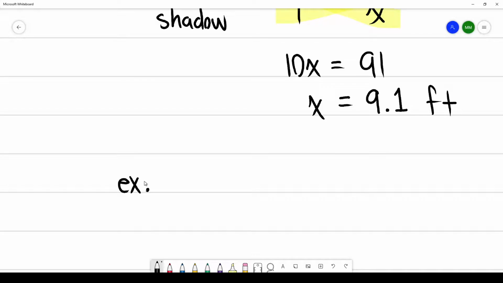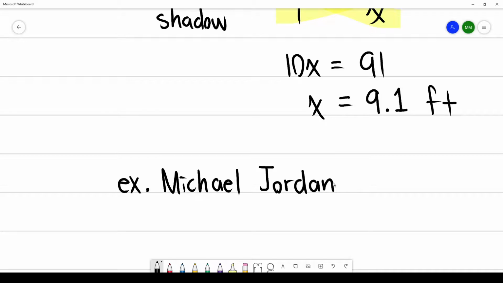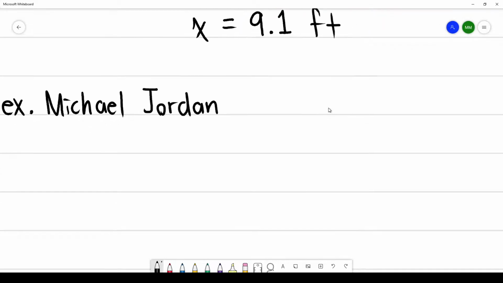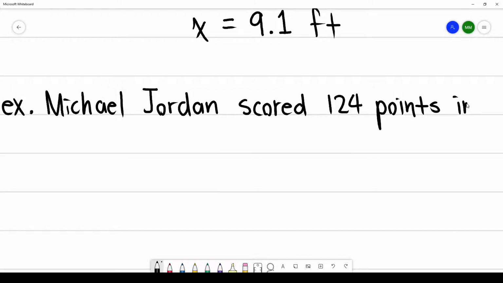So, oh, Michael Jordan. You guys know who Michael Jordan is? He's a basketball player considered one of the greatest basketball players of all time. He scored 124 points in 4 games. Yeah, in 4 games.